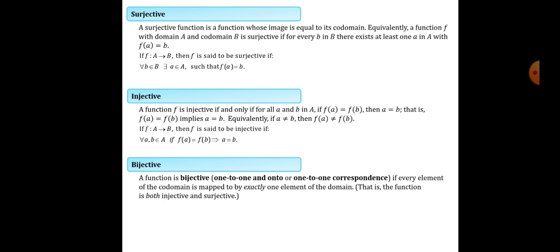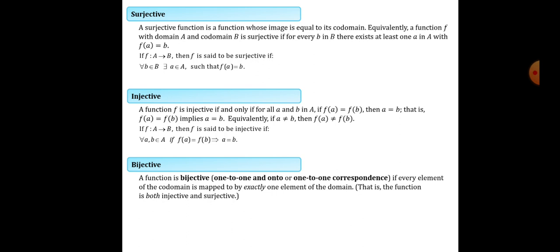And one more name is there for this type of function. We can call it surjective, or we can also call it an onto function. So two names are there, surjective and onto. So what is surjective? If f is from A to B, then f is said to be surjective if for every b belongs to B, there exists a belongs to A such that f(a) = b.